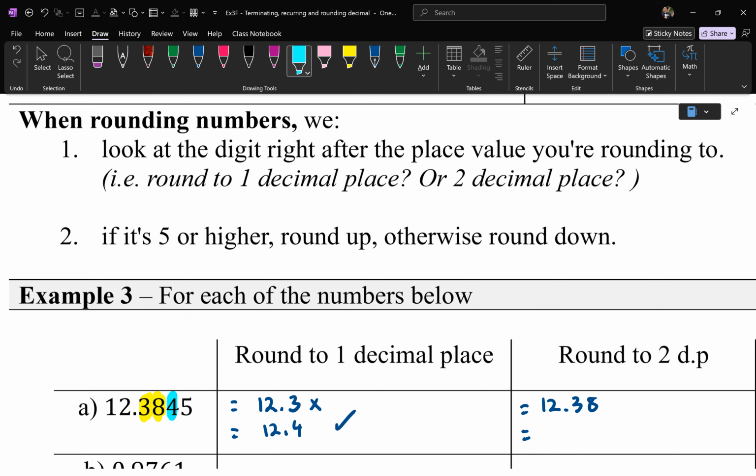No, so you leave that as an 8. You don't change that 8. So the answer is still 12.38. It doesn't go up. If it was a 5 here, then that would have been a 3.9. If that was a 6, it would have been 3.9. If it was a 7, it would have been 3.9. As long as it's 5 or more, you upgrade that last digit.